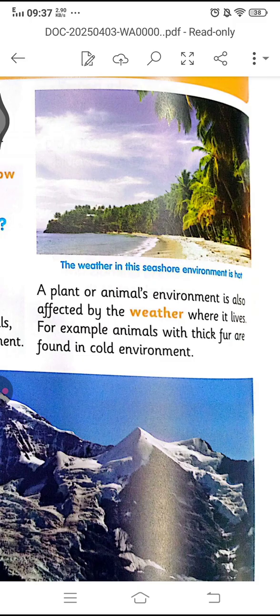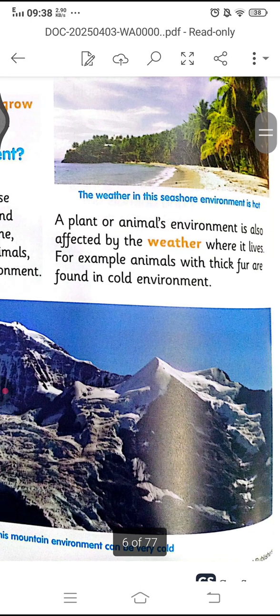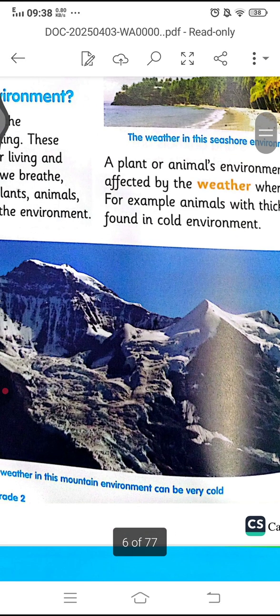A plant or animal's environment is also affected by the weather where it lives. For example, animals with thick fur are found in cold environments, like the polar bear. They are found in the polar region in the cold environment because they have thick fur, and fur protects them from the coldness of their weather.